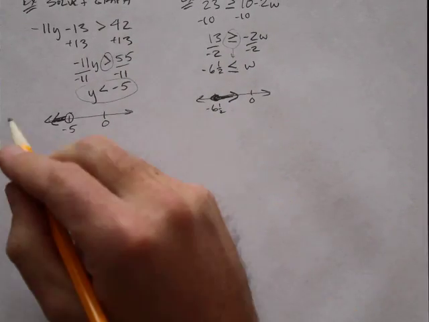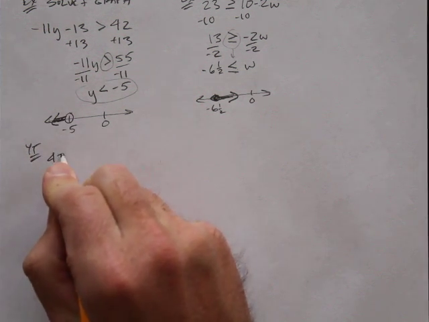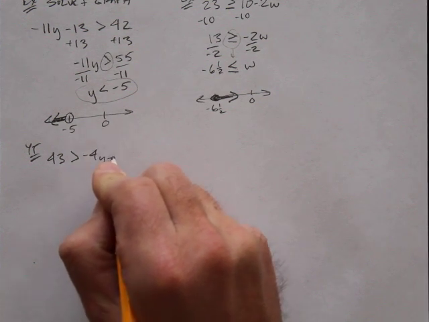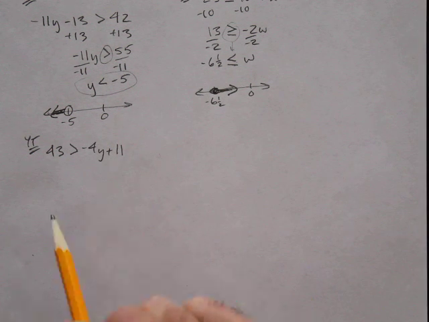All right, here is a you-try. 43 greater than negative 4y plus 11. All right, go ahead and solve and graph this inequality. Go.